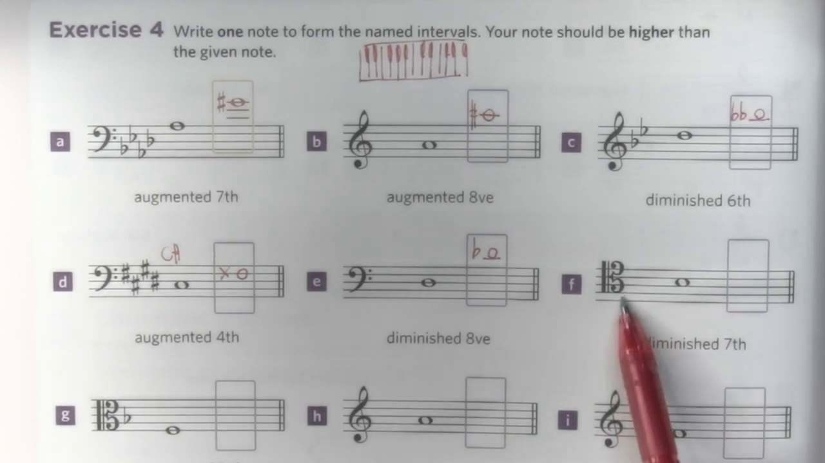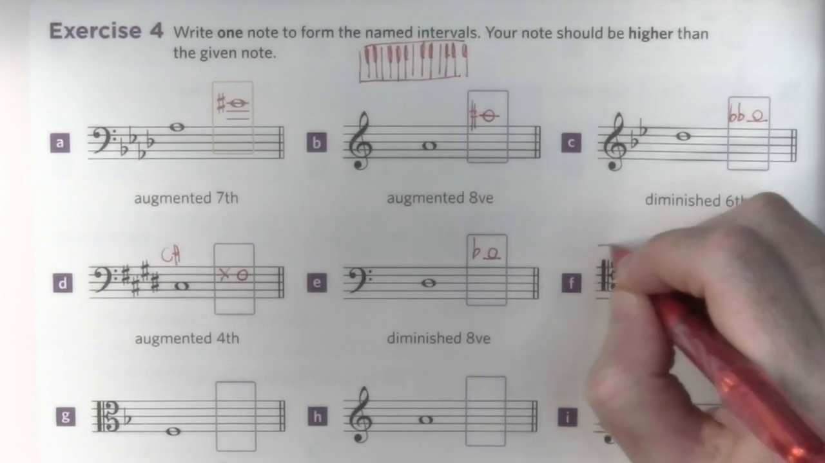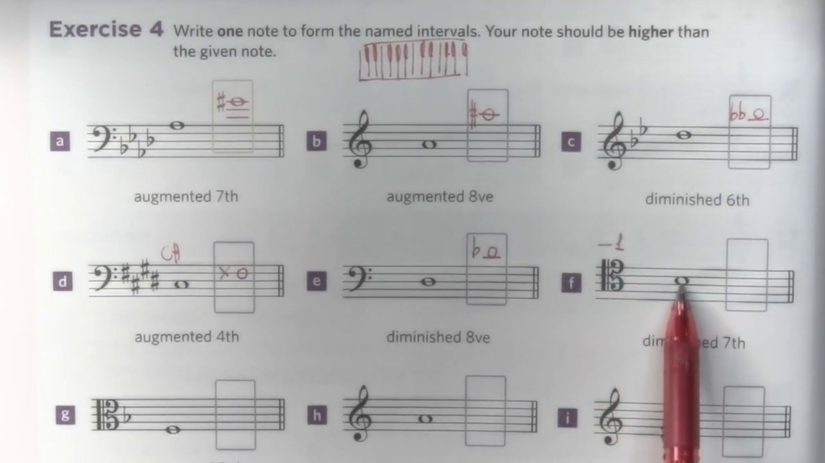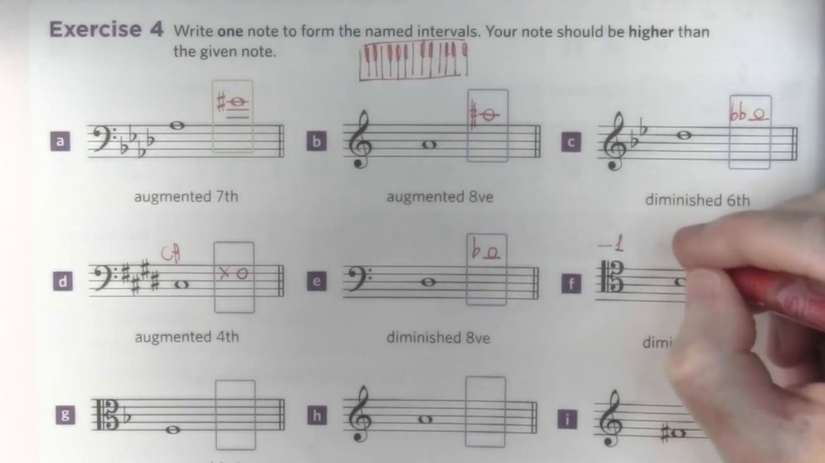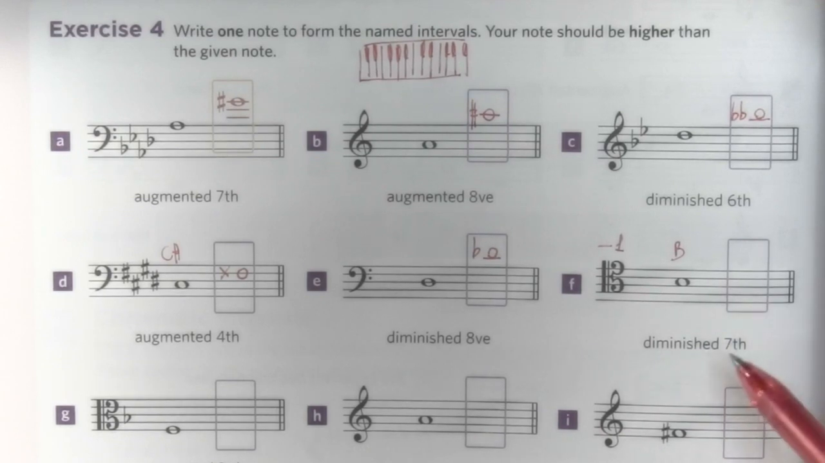Now, tenor clef. I don't know it. Don't panic. First, this is treble clef minus one. And second, this is middle C. So this is B. No sharps, no flats. B. We need a diminished seventh.